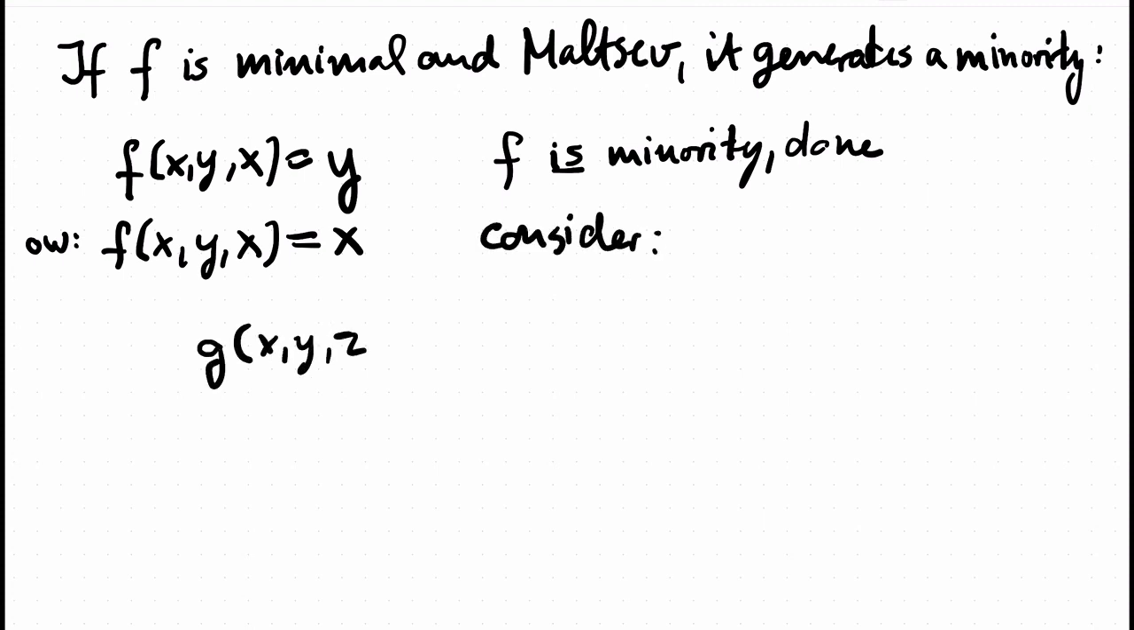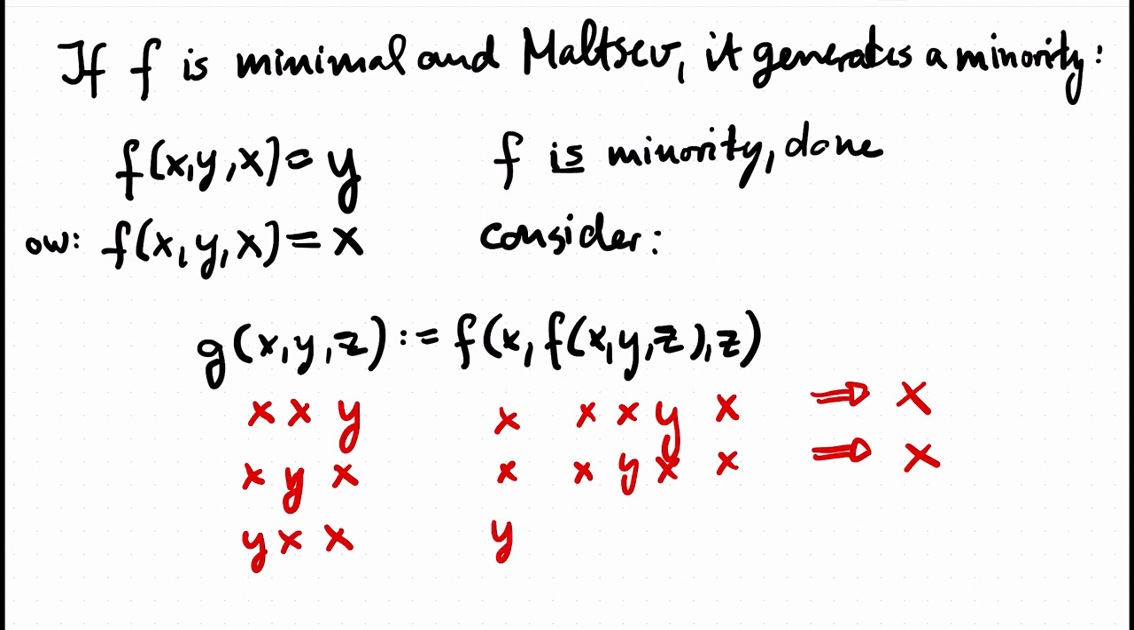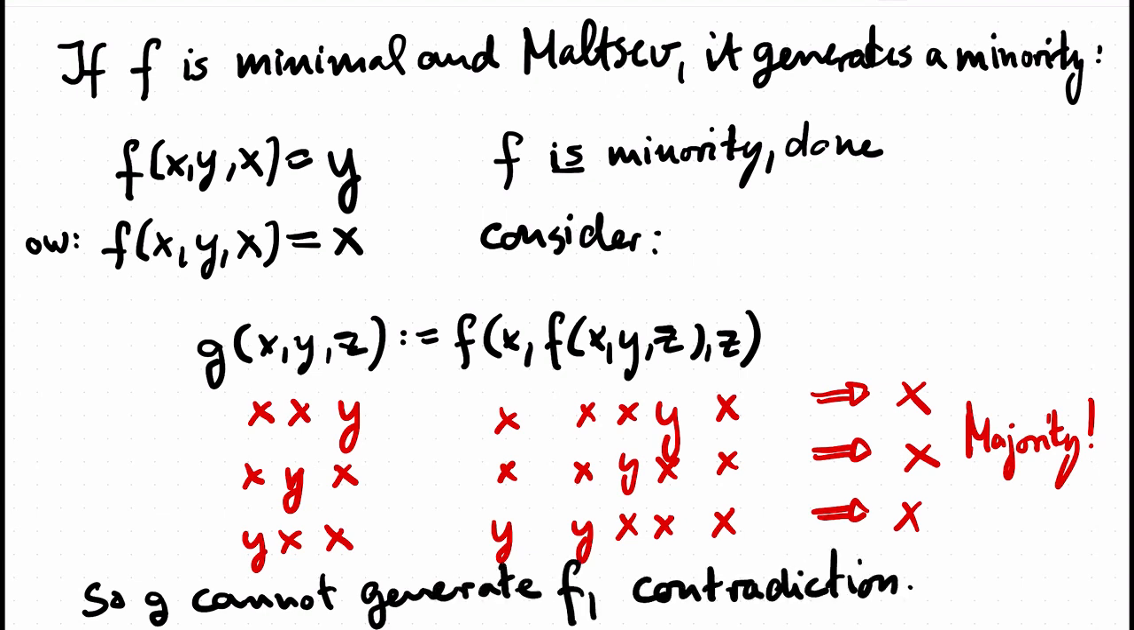And we consider the ternary operation g obtained by replacing the second argument y of f by f of x, y, z. It is straightforward to verify that g is a majority operation. But majority operations can only generate majority operations, and a function cannot be a majority and a minority operation at the same time, unless the domain has just one element, in which case Rosenberg's theorem is trivial.